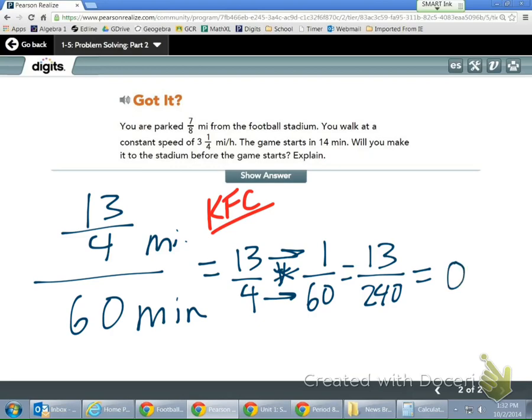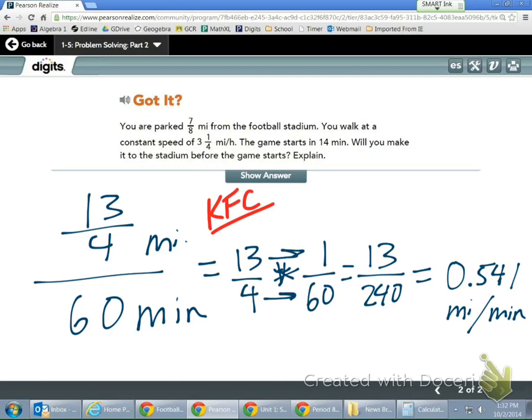0.54. 0 point what? 54. You went to the tenth. Give me the hundredth. Okay. So what does this represent? This is how many miles per minute. I'll be honest with you, that's pretty fast. This is starting to make sense. That means you can run half a mile in a minute. That's like a world record right there.